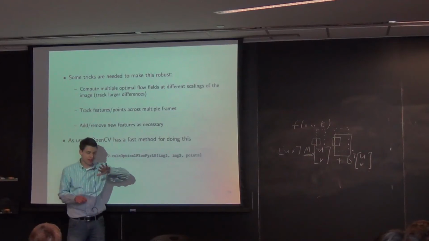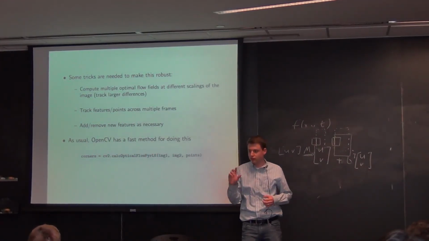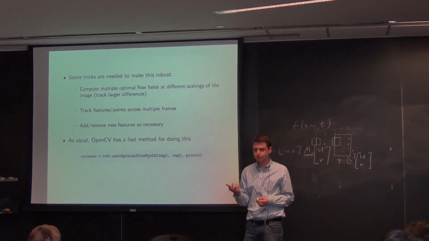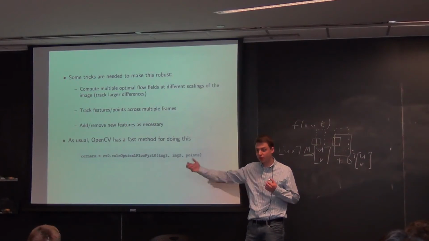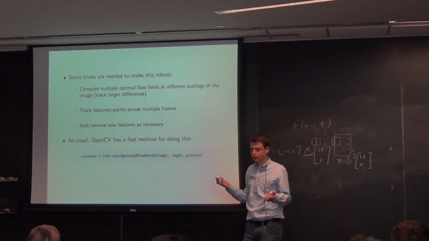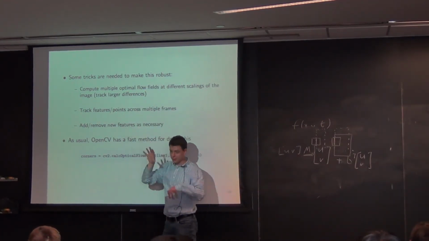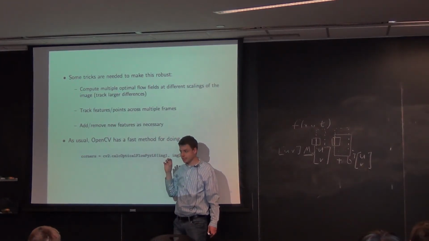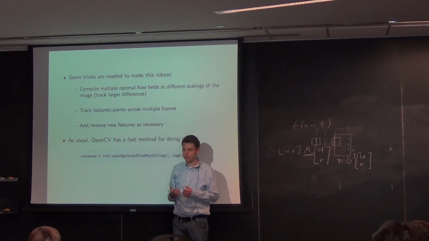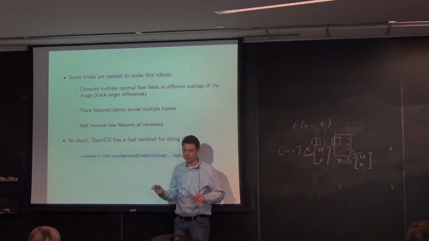This approximation we made, that Taylor expansion, is valid at the level of individual pixels. That's the scale we're talking about here. So if we have motion that's much bigger than that, it's going to be a problem. We're not going to be able to track that. The thing to do then is to compute multiple optimal flows at different scalings of the image, and look for the most likely one out of all the different scalings for every point in the image. Again, you can use something like non-maximal suppression, but you can do it in a lot of ways.